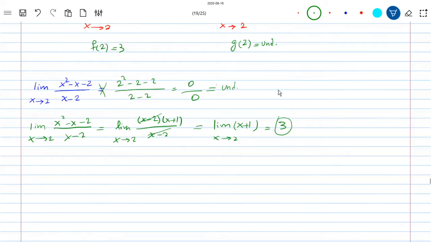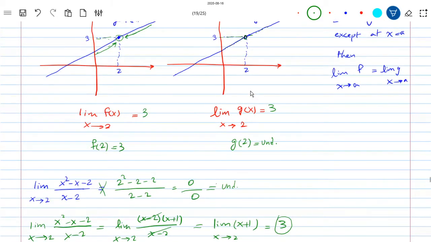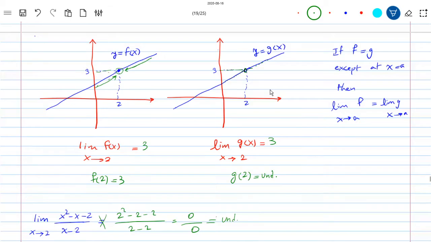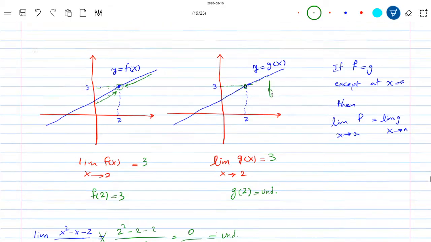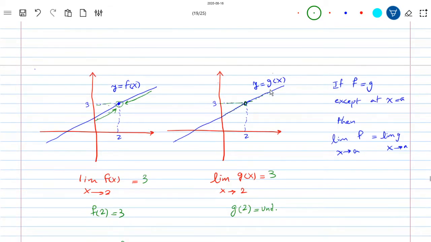This is basically the example that I wanted to show you. The g function, g of x, is x squared minus x minus 2 divided by x minus 2. On the other side, the f function is x plus 1. Their only difference is at that specific location. At 2, this one does not exist. The other one at 2 exists, and it's 3. But the limits are equal to each other.